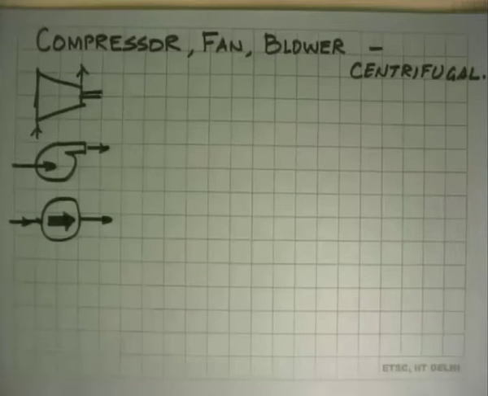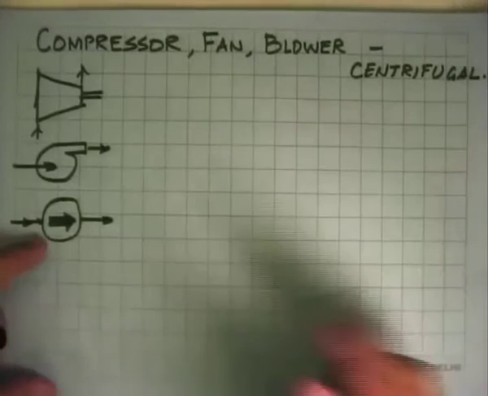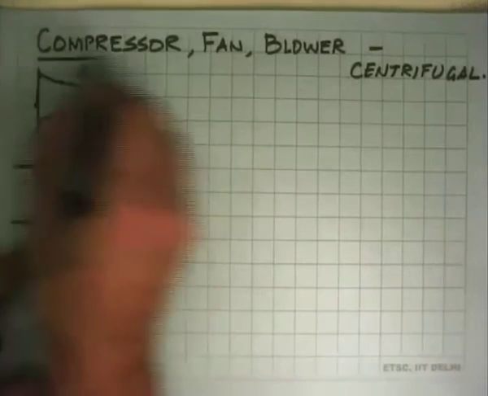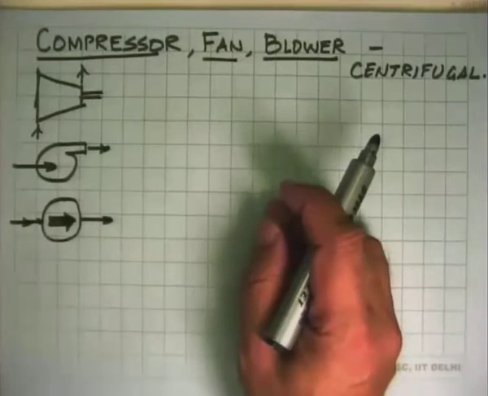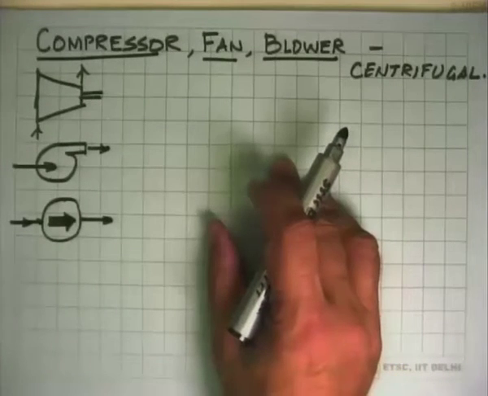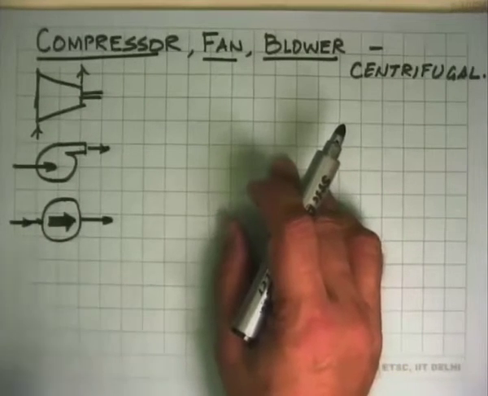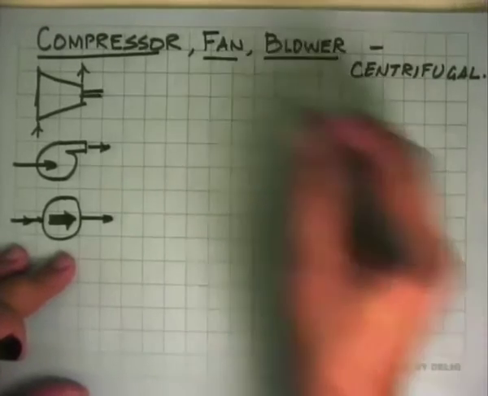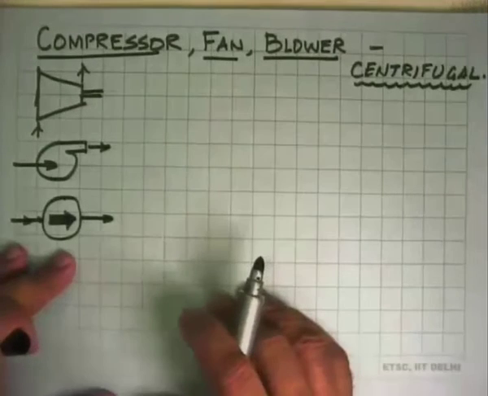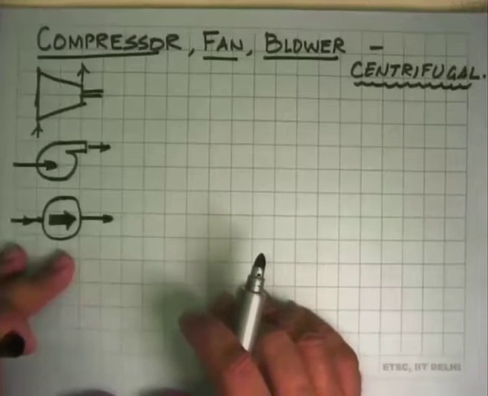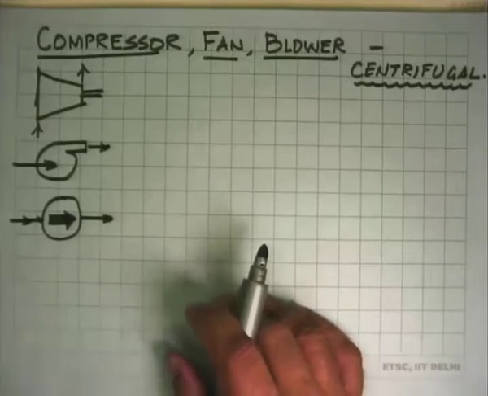Okay, the next set of equipment that I used, I put three names here: a compressor, a fan, or a blower. There's slight difference between them, but what all of them do is they cause a gas, typically air, to flow. And in particular, we are looking at the fact that these are what are called centrifugal machines, as different from positive displacement devices.